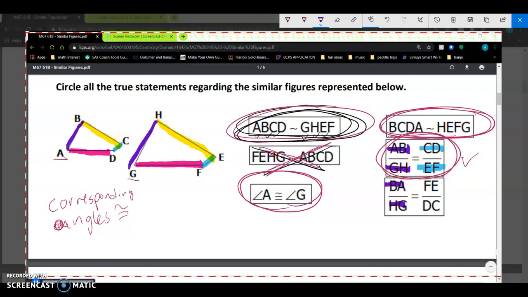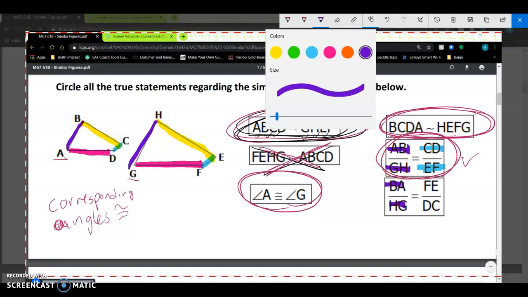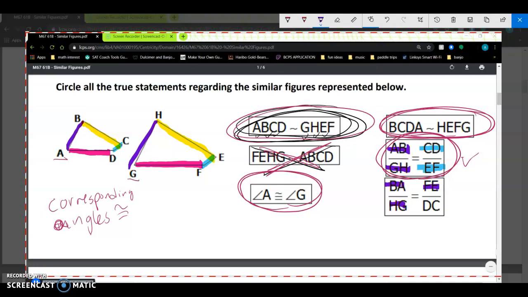FE is our shortest side. Oh, let me undo that. And let's go to blue here. FE. Now, DC.